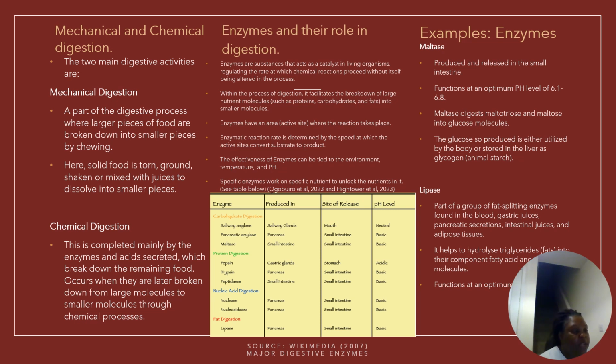Next, we have the lipase. The lipase is a part of a group of fat splitting enzymes found in the blood, gastric juices, pancreatic secretions, intestinal juices, and adipose tissues. And this functions at an optimum pH level of 8.0.